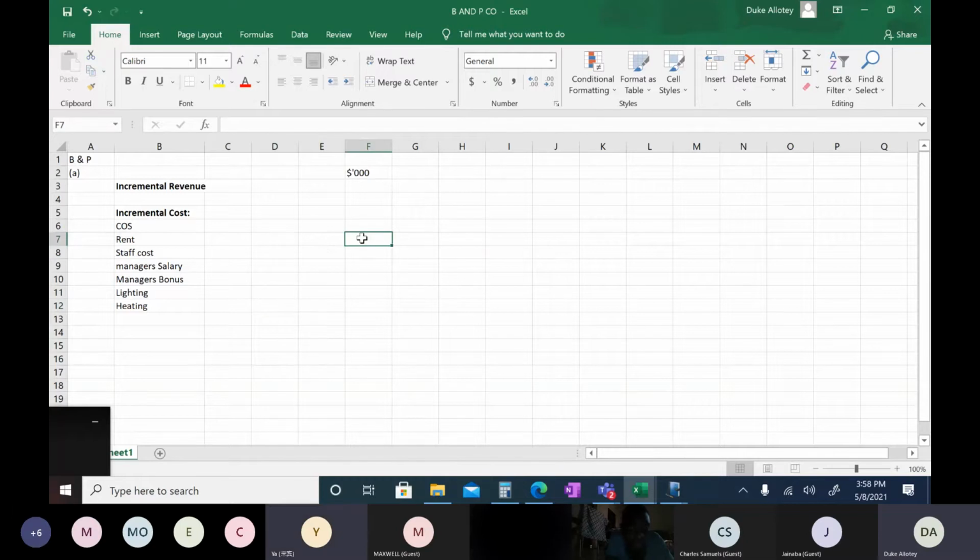Now, rent. So, Miss, I have a question. Yes. For the rents and the manager's salary, we may mention that it's not incremental cost, but we still listed it here. So do you mean that whether the expenditure is incremental or not incremental, we should bring it in the incremental cost here, like to list it here?